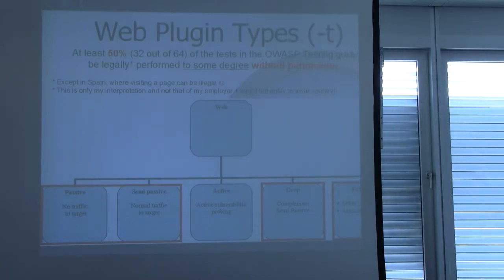Semi-passive, we send traffic, but the traffic is normal looking. It's like a normal user visiting the site. And then grep plugins are essentially doing searches on HTTP transactions, and external plugins are meant to help the human exploit the problem.